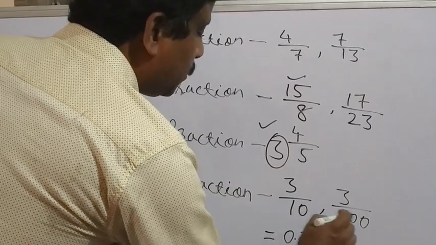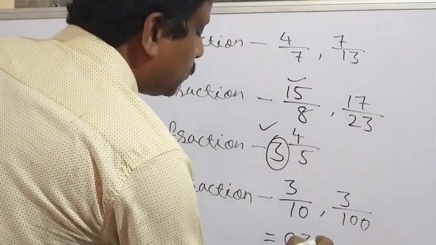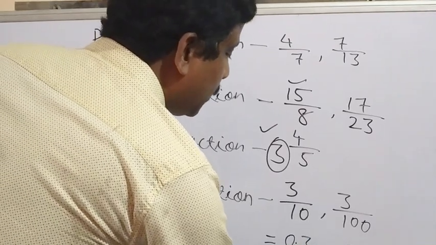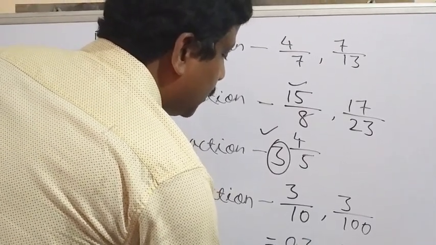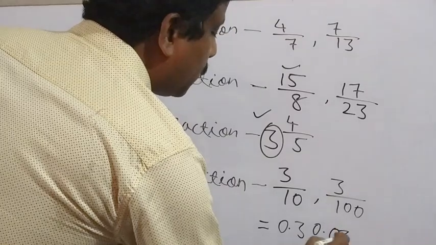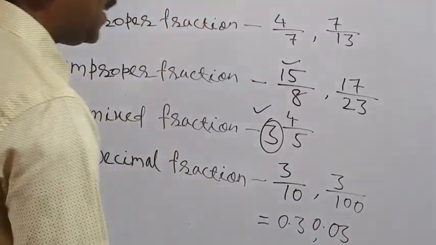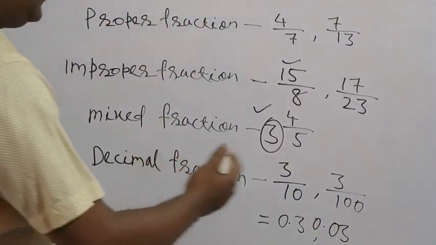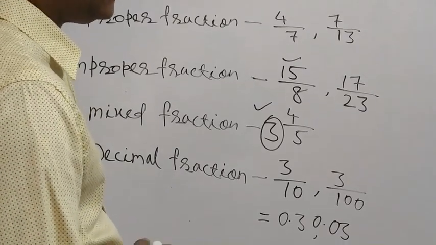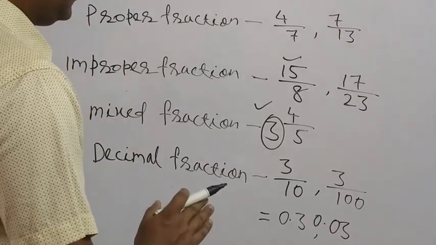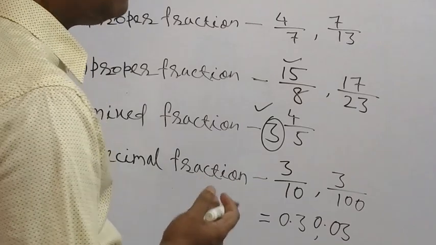Here also in 100, two zeros. So leaving two numbers we can put the decimal point. 3 is there, 0 put, decimal point you put. So 0.03. So you can easily write it in the decimal form. That's why it is called decimal fraction. This is called decimal fraction if the denominator is in the power of 10.